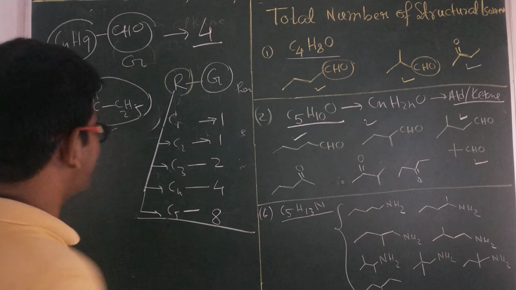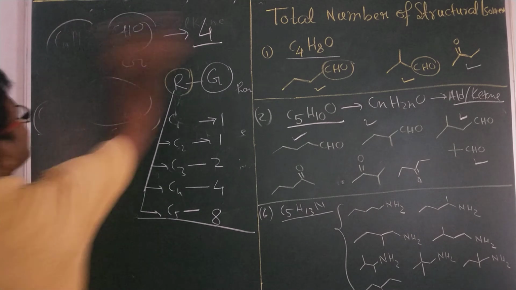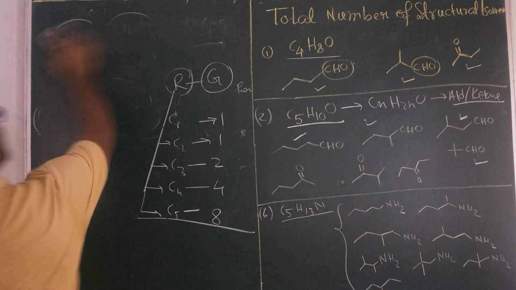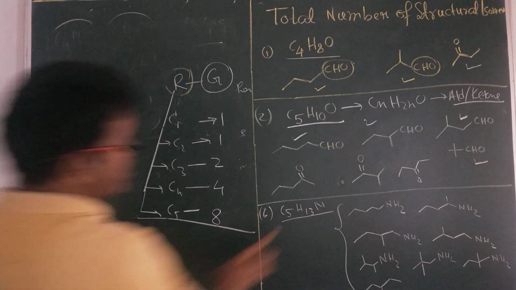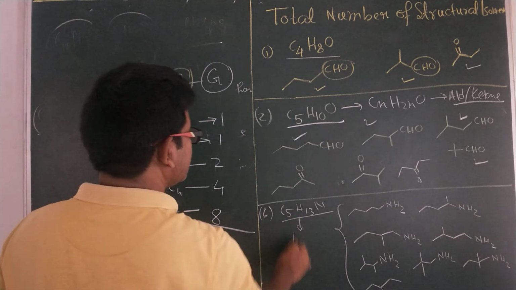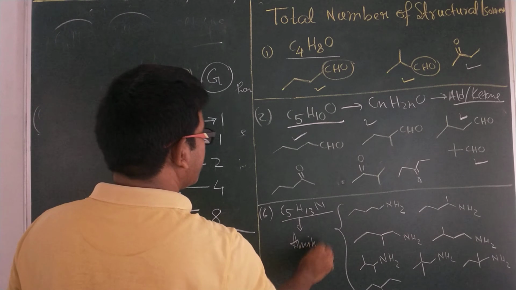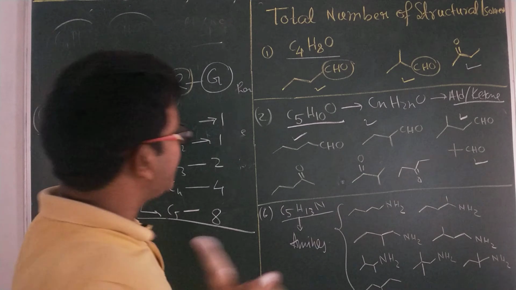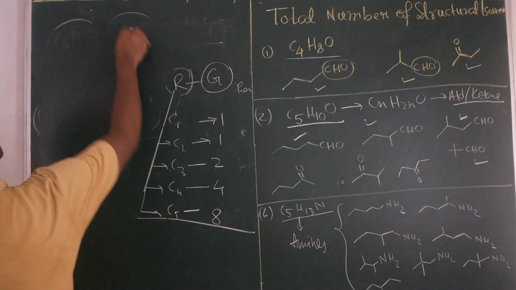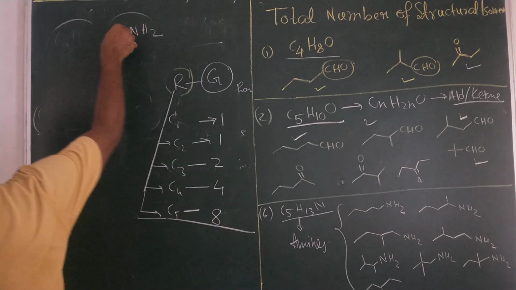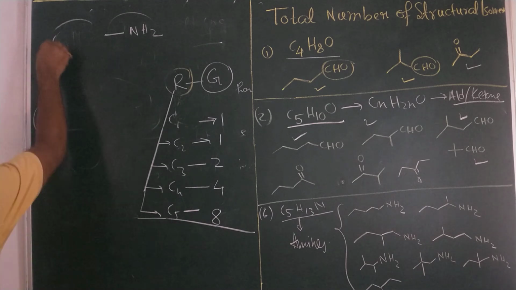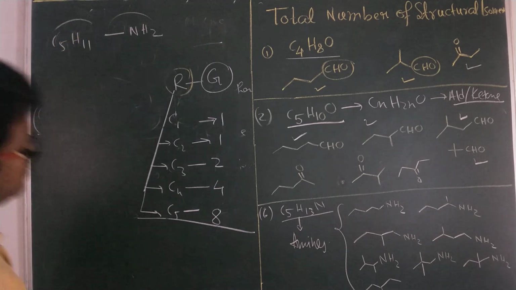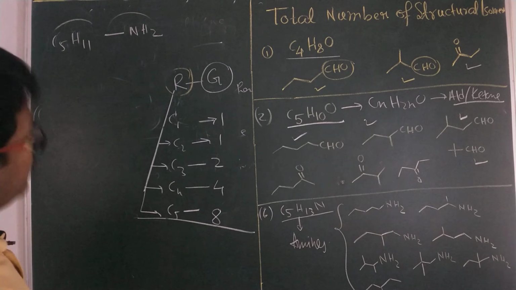Let us see the last case, the third case. This formula can represent amines. Amines can be primary, secondary, or tertiary. First we will see the primary amines. Primary amines means this group is the primary amine. Then here carbon 5, hydrogen will be 11. Check it. 5 carbon, 11 hydrogen.